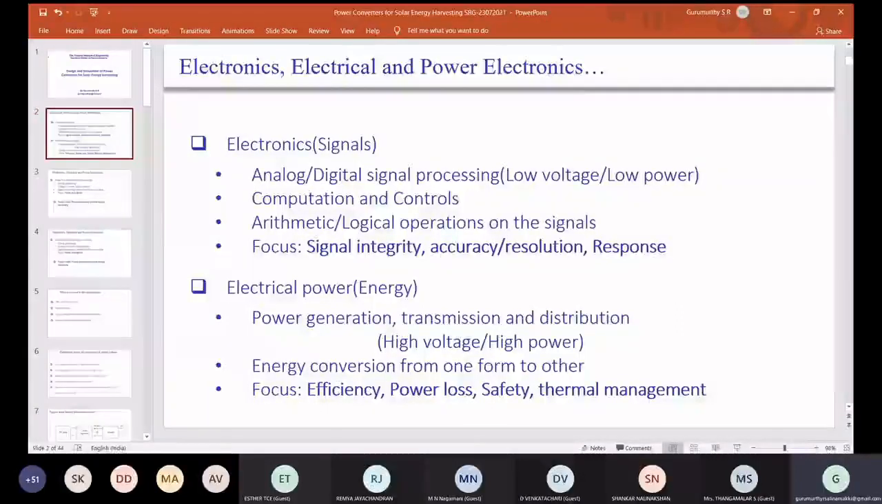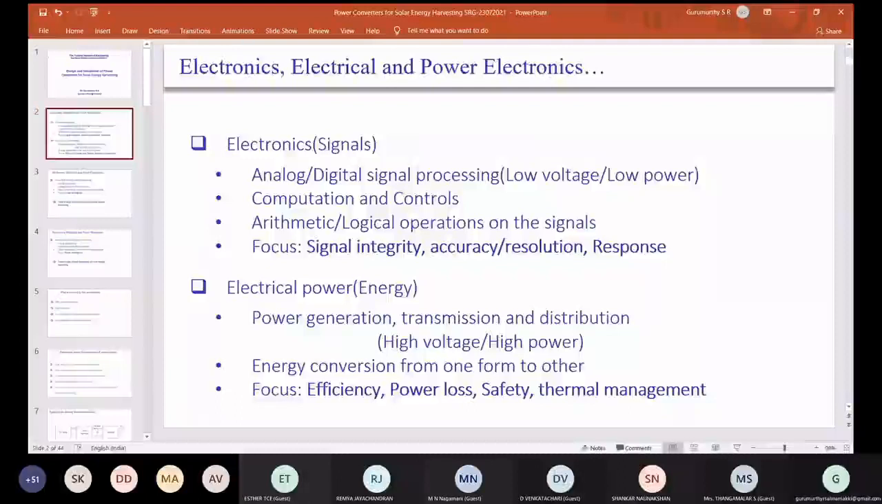They are all very important because energy is very precious. We cannot afford to lose energy. We have to save energy as much as possible. So power loss, these are the points we look at when we are dealing with the circuitry.